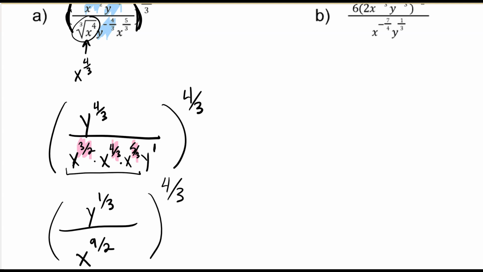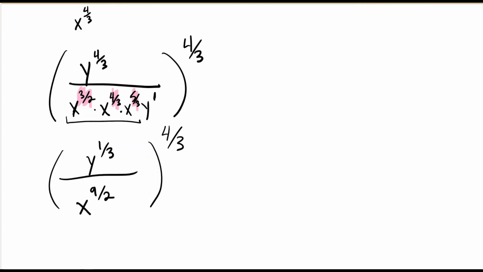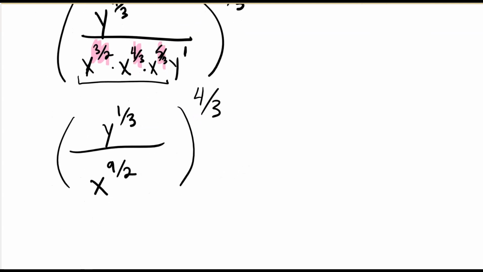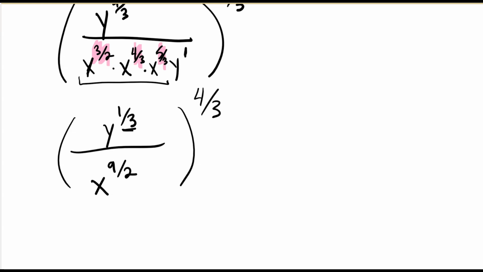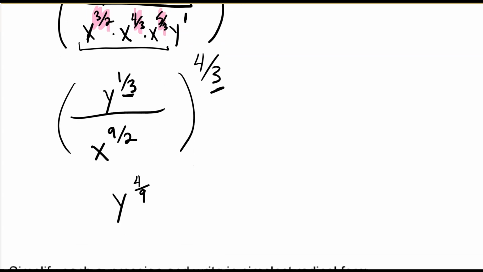Right, so my last step here would be to apply that 4 thirds to both my numerator and my denominator. Right? When I'm raising something that has an exponent to another exponent, I can simply multiply those exponents. So 1 third times 4 thirds would be 4 ninths, right? Multiply the numerators and multiply the denominators.